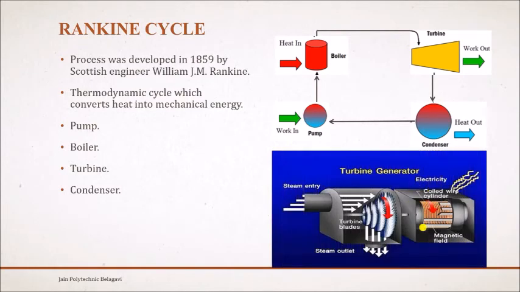You can see here an actual representation of a turbine and a generator. Steam comes in and impacts the turbine blades, and the turbine starts rotating. The turbine and the generator are coupled using a shaft, so when the turbine rotates, the generator also rotates simultaneously, and electricity is generated.